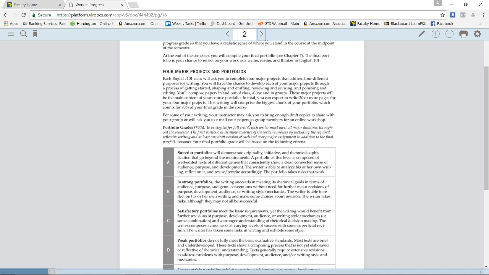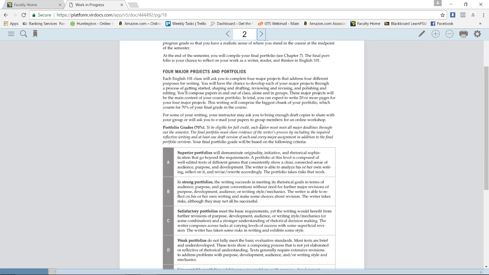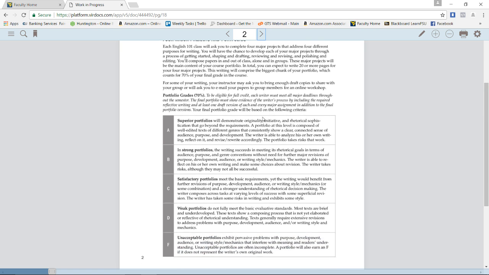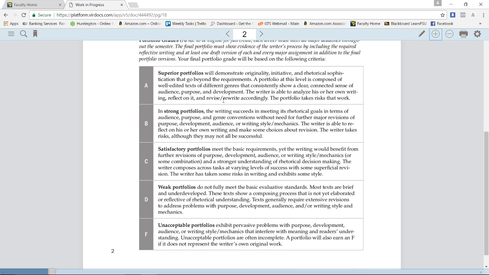So here's one of the first major things. Let me go back and make sure. This is just an overview. This is one of the first things you're going to want to notice, a breakdown of the three different areas of grading. As I mentioned in the other video, this is a portfolio system. So this is your rubric right here for what the portfolio grading should look like. A superior portfolio, an A portfolio, will demonstrate originality, initiative, and so forth and so on. You read these, make sure you understand what these mean. And so that's for the portfolio part, which is 70% of your grade.